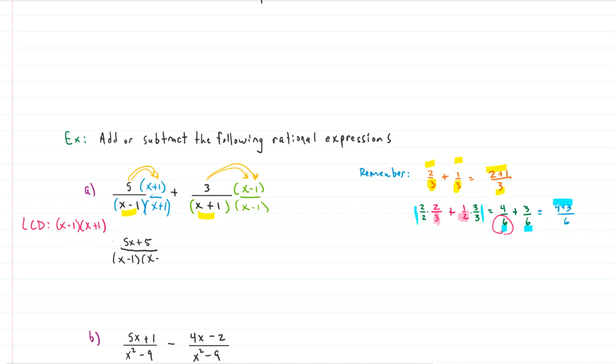x minus 1 and x plus 1. And the right term is 3 times x, which is 3x, and then minus 3. And we have x plus 1 and x minus 1.